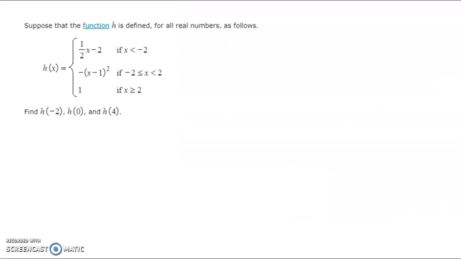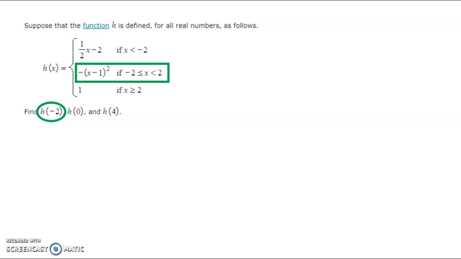Here's my first example, and you can see the definitions for h of x and the domain values, and then underneath you see the function values we're asked to find. First, let's look at h of -2. So we need to look at our domain and see which of those domains fit for h of -2, and it's the second one.